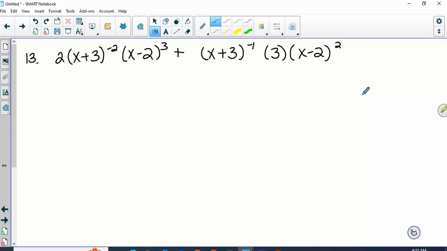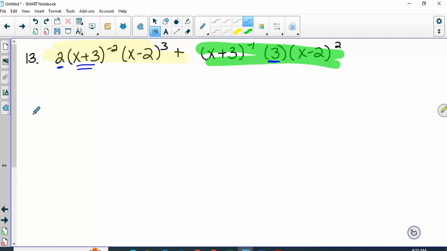How many terms? 2 terms. Start with our coefficients. The first one has a 2. The second one is written in the middle, but it's just a 3. So can I pull out any plain numbers? No. Next thing. Do they both have an x plus 3?